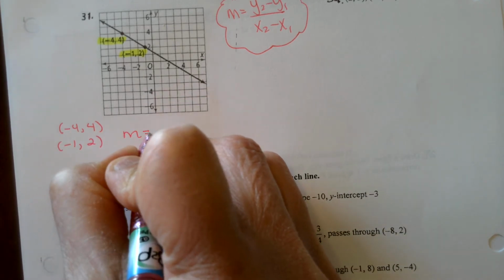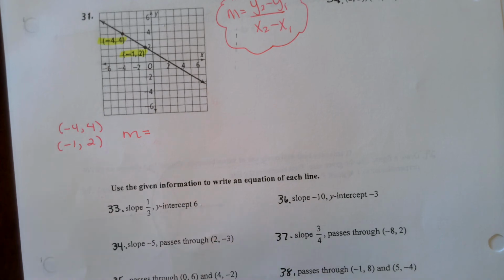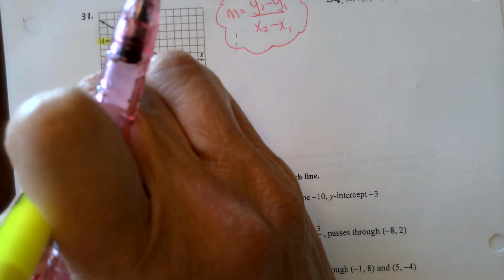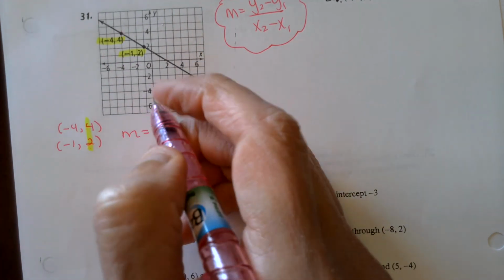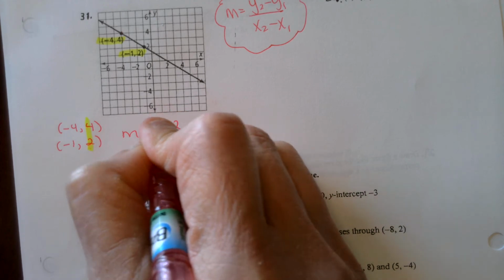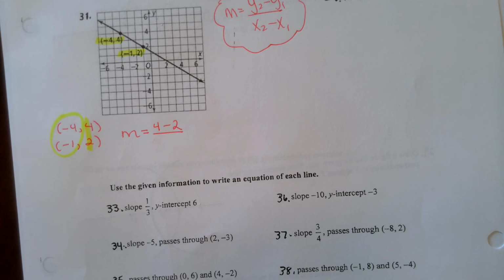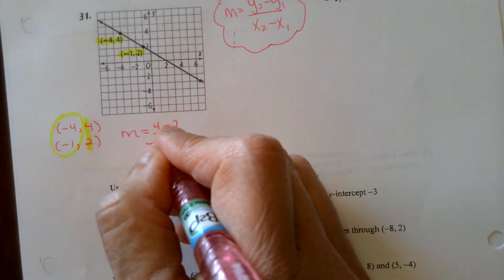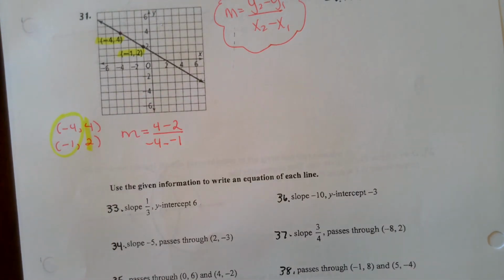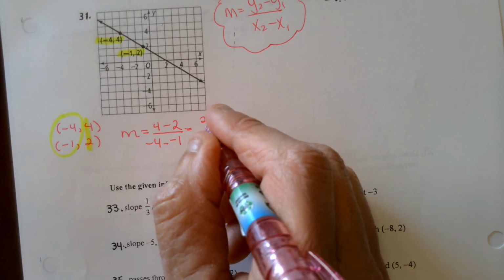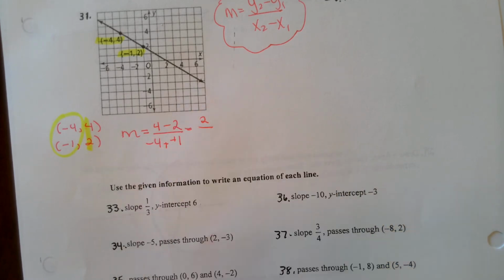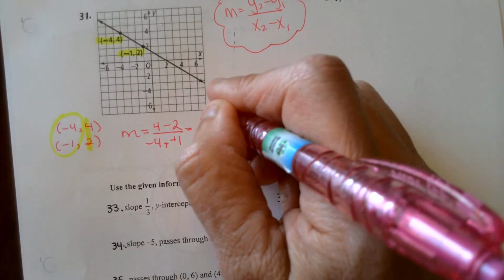I would recommend doing that, because now you can literally be like, okay, y's on the top. There's my y's. I'm not going to make a mistake on this. 4 minus 2 over. Okay, here's my x's. -4 minus a -1. Watch your signs. 4 minus 2 is 2. -4 plus 1 is a -3. Done.